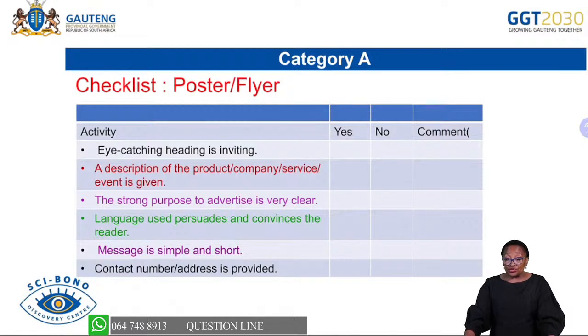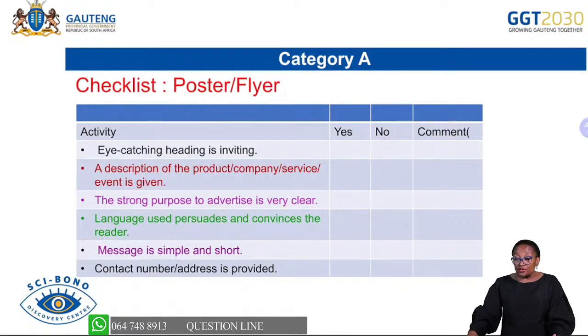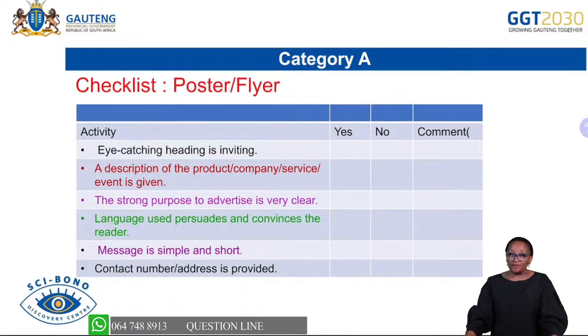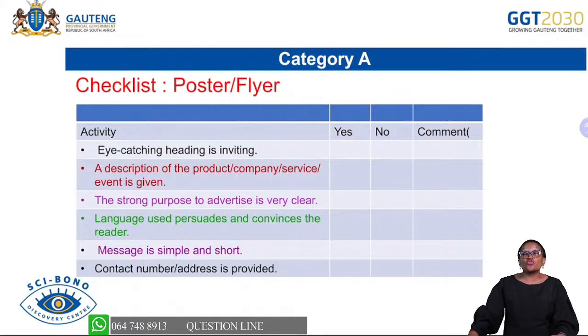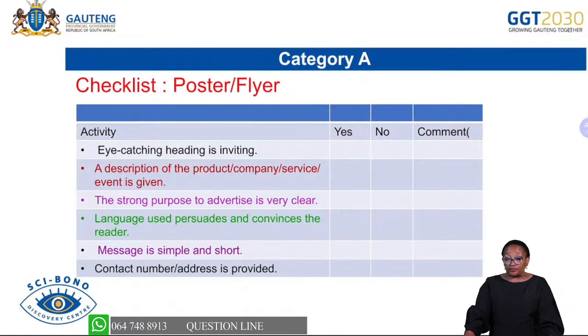The language used, you check whether the language that you have used persuades and convinces the reader. So your choice of words, the vocab that you have used is very, very important because it will either persuade the reader or not persuade the reader. It will make the reader want to know more about the product or not really want to know more about the product. So the language used should persuade and convince the reader.